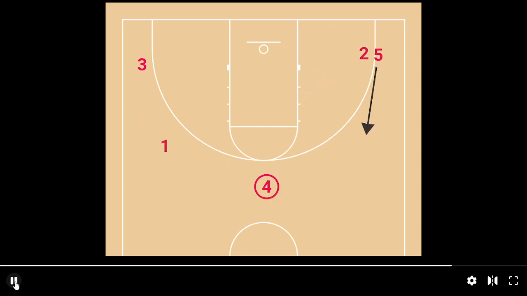Then number 5 will pop up to fill his space. And now number 4, having the ball, has again 3 possibilities. He can try to drive, or he can pass to number 1 or number 5, to either of the wings.